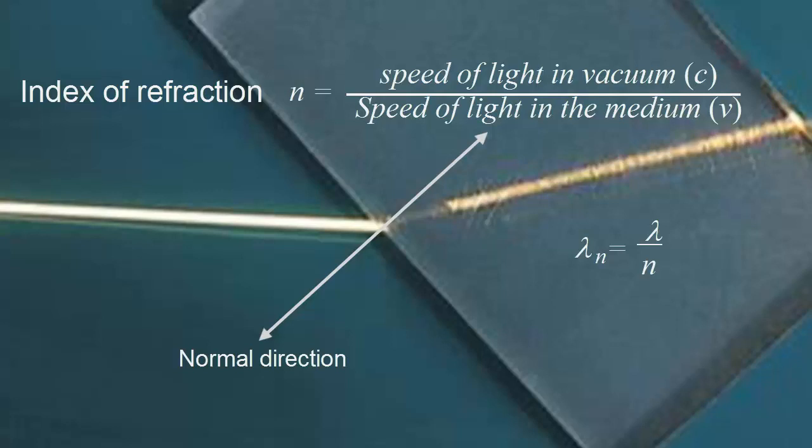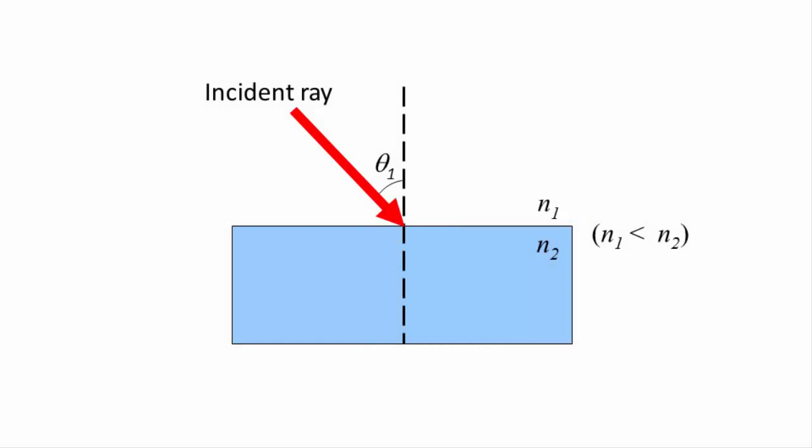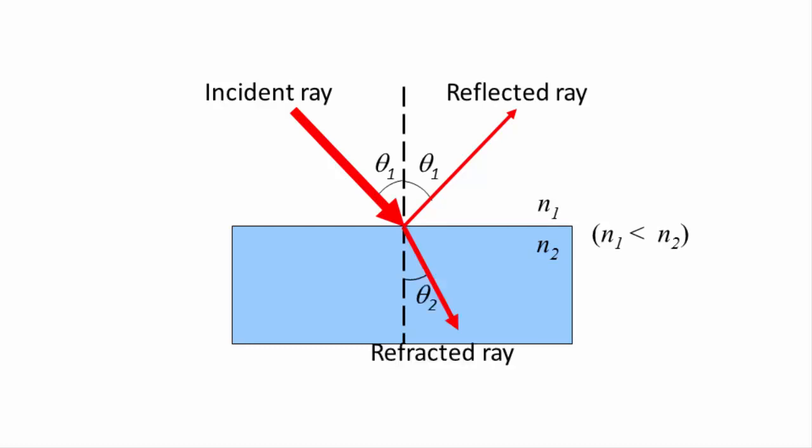If light passes to a medium with an index of refraction n, then the wavelength of the light is given by lambda n is equal to lambda divided by n. When light passes from one medium to another medium with a high index of refraction, part of the light is reflected at that boundary and part is transmitted. In the process, the transmitted ray will always bend towards the normal of the boundary.